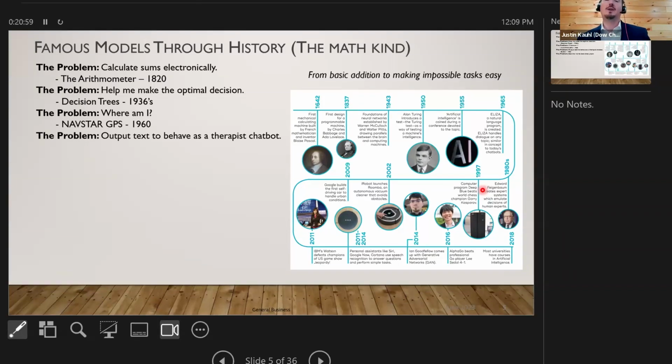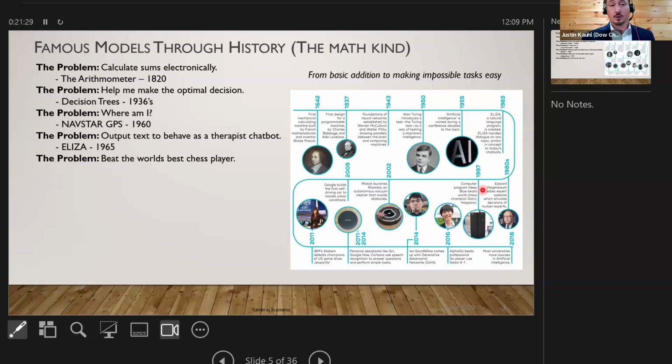And the idea here is that we have a problem, we have data, we have some sort of algorithm, and we have an output. In this case, the output is where am I on the planet based on all the input that we're getting from the satellites. ELIZA was created in 1965. That was the first real chatbot. It wasn't super great, but it did take text in, it processed it, and put text out. And it was mostly used kind of as a fun little showpiece for therapy chatbots.